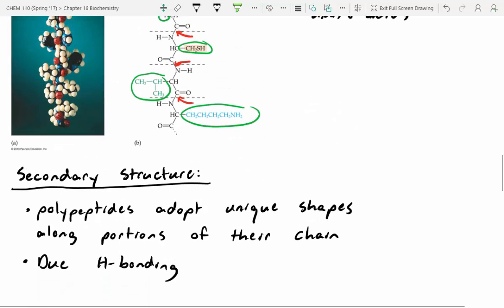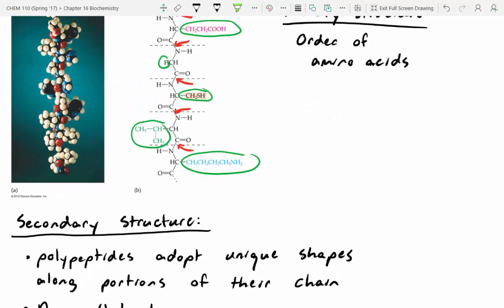So let's go back up and look at the structure. If we look at it, right, we've got an NH right there, we've got an NH right here. These are really, really sticky subunits. They want to stick to other protein molecules, and because of this, they adopt really unique shapes.